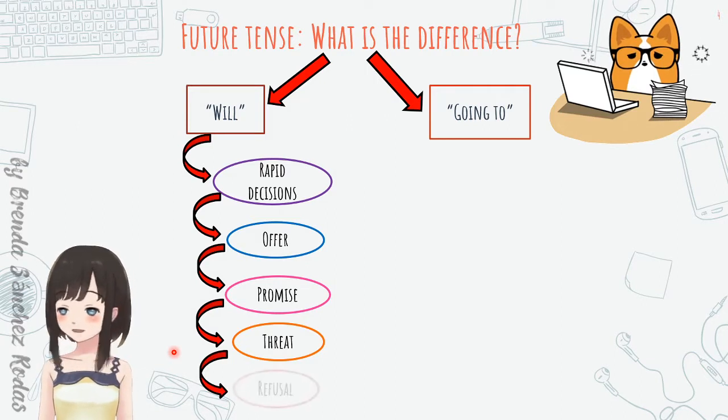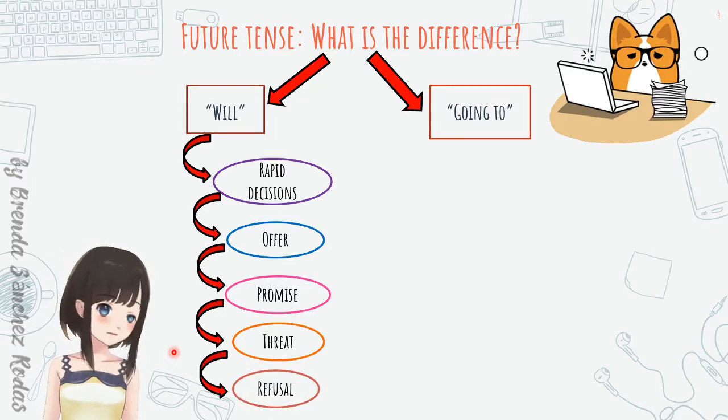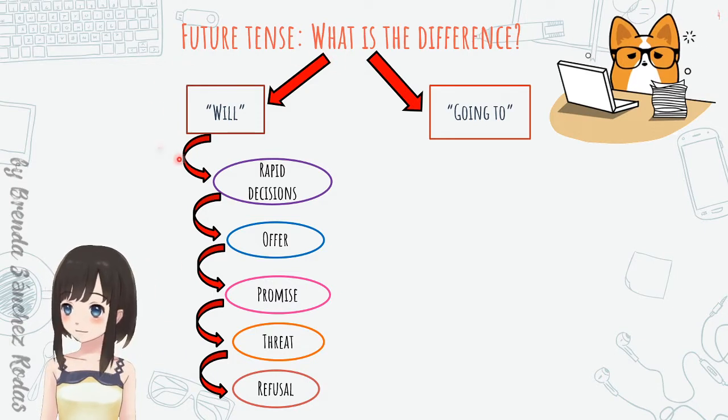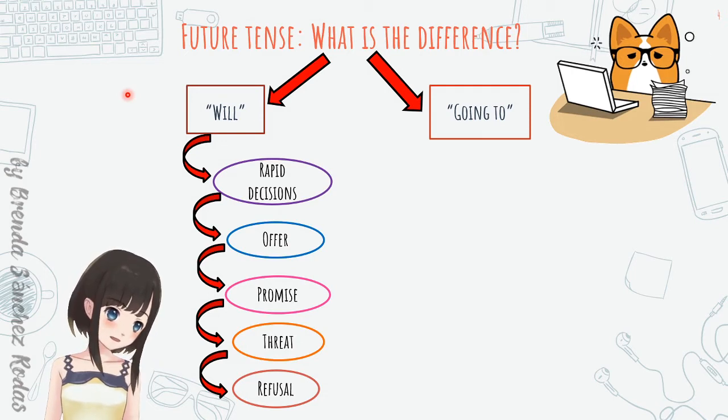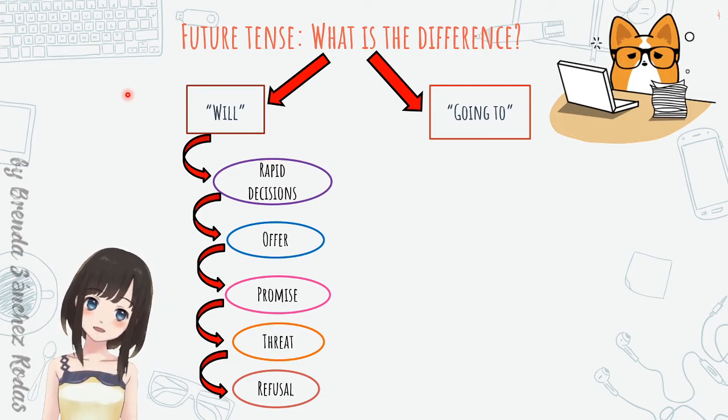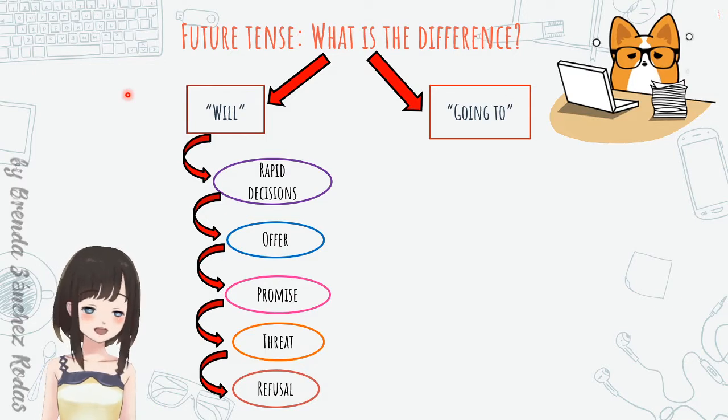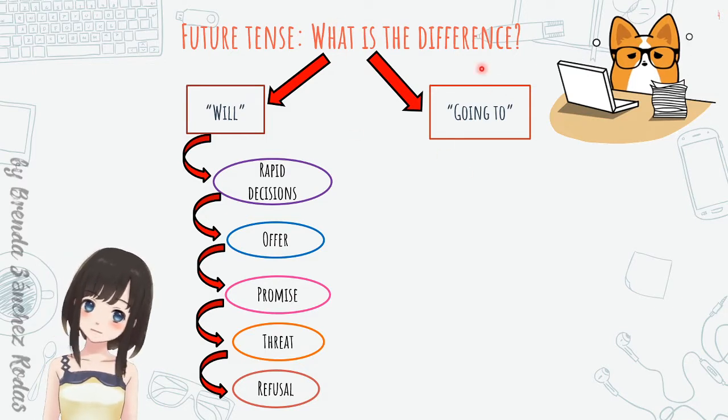And last but not least, we have it for a refusal. So when you don't want to do something in the future, you can use the form will. I will not go to school this month. So it's something you are refusing to do in the future. Okay. So let's go with going to.